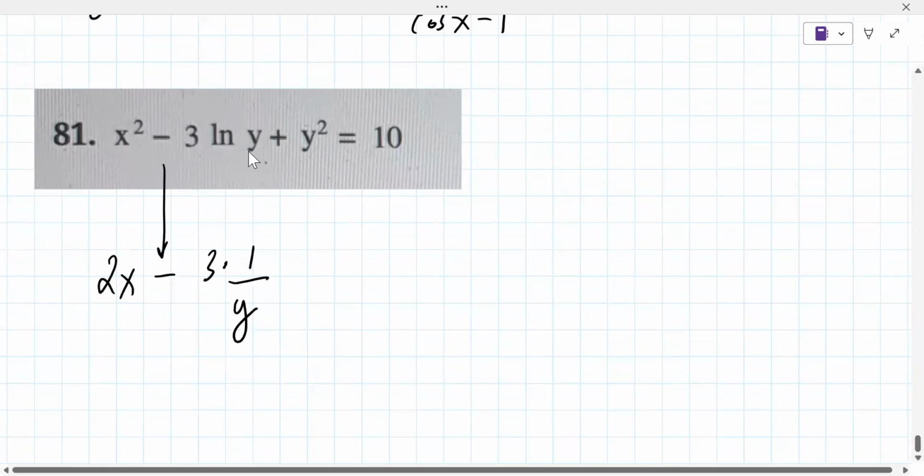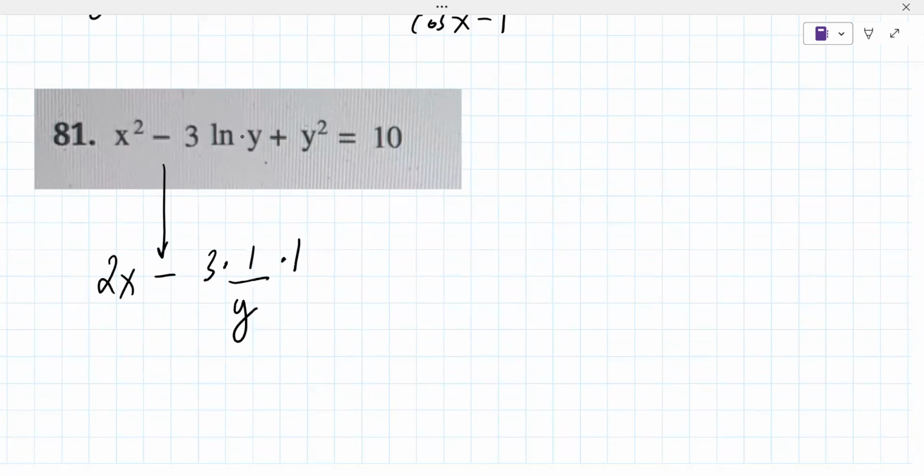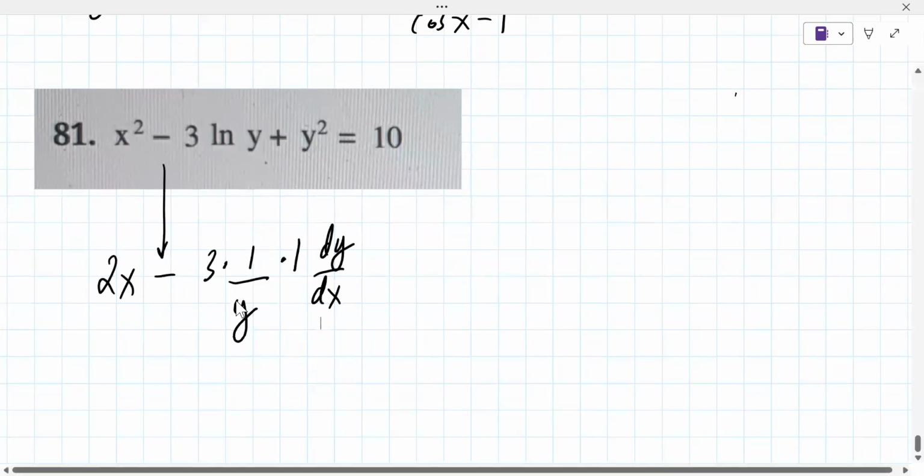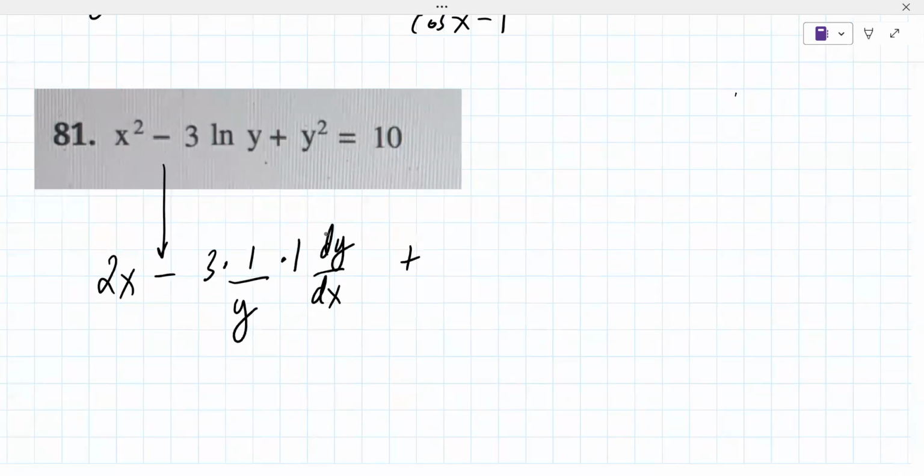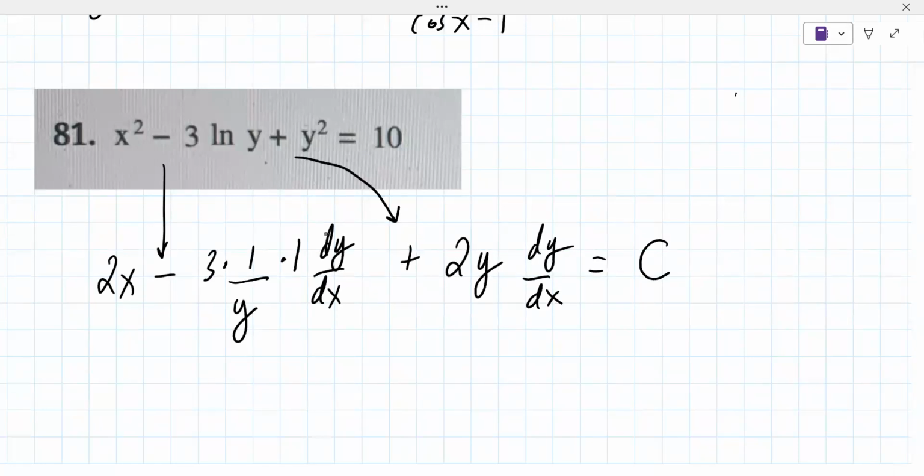The derivative of the inside function y is 1, but whenever you have an implicit derivative with respect to y, you always put a dy/dx in. That was the key difference between x and y. Whenever you take a derivative with respect to y, you have to write a dy/dx at the end. Plus the derivative of y squared, so you treat y squared like x squared, so that's 2y dy/dx. The derivative of 10 is 0.